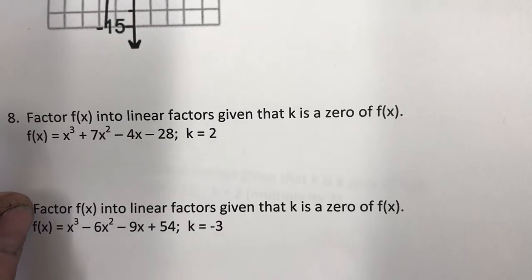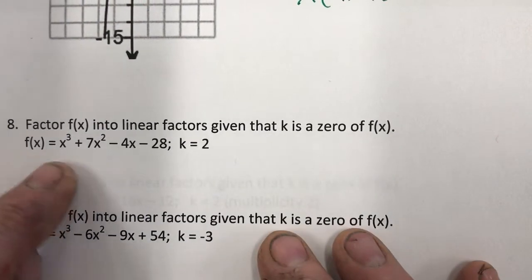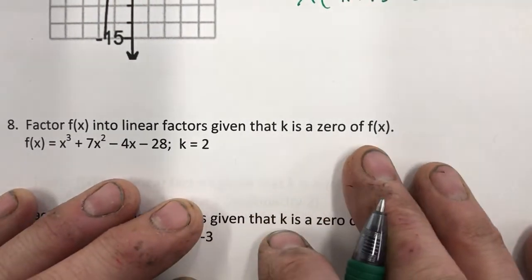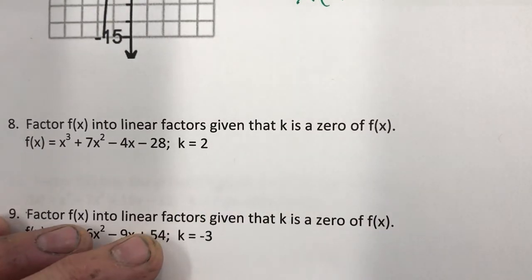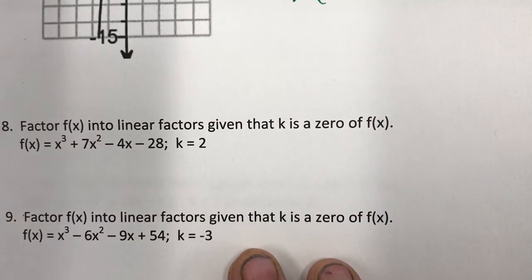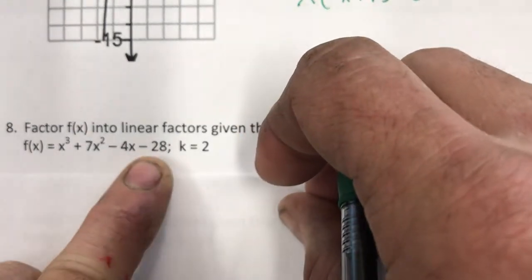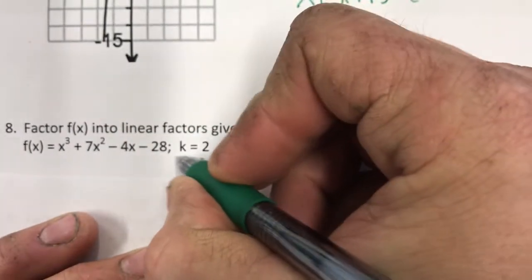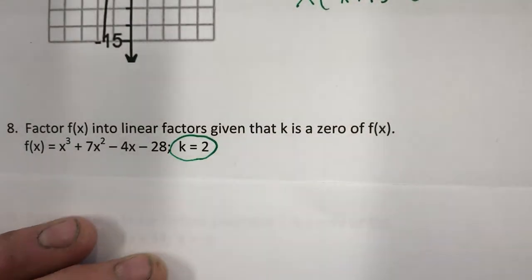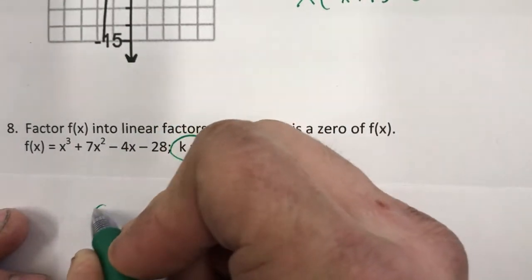Okay. Number 8. Factor this into linear factors given that k is a 0. Okay, now what we're going to have to do here, we want to factor this into factors, but it tells us right there k equals 2 is a 0. So what I'm going to do is synthetic division.